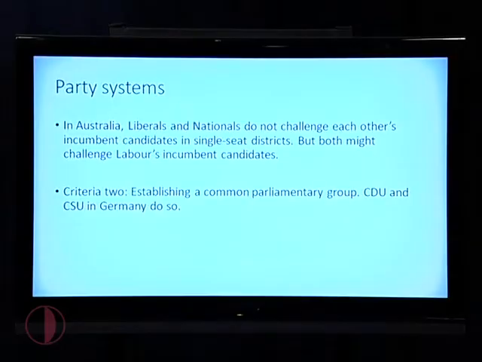In Australia, Liberals and Nationals do not challenge each other's incumbent candidates in single-seat districts, but both might challenge Labor's incumbent candidates. So there is a coalition as well, and the two different parties in Australia are acting like a united party. And there is another criterion, of course. Are the different parliamentary parties establishing a common parliamentary group? For instance, the CDU and CSU in Germany are doing so. They have a collective parliamentary group.